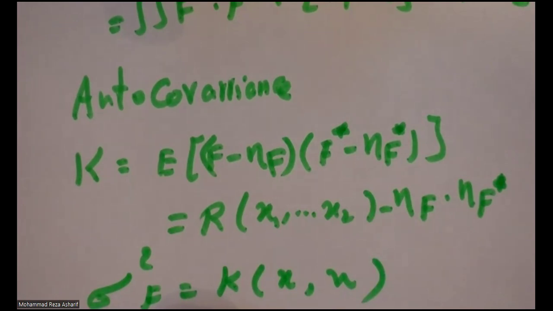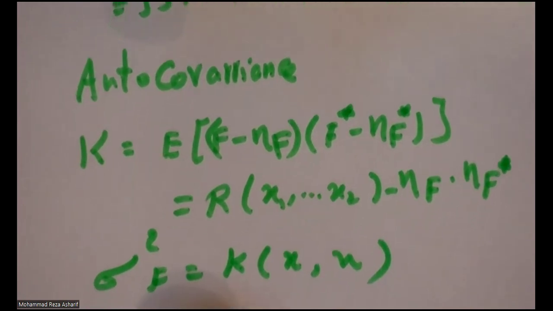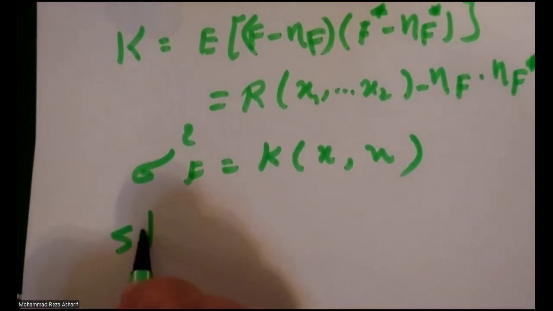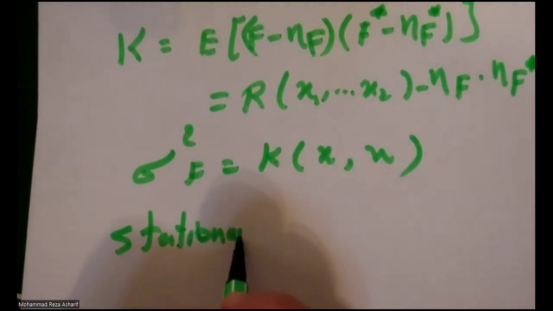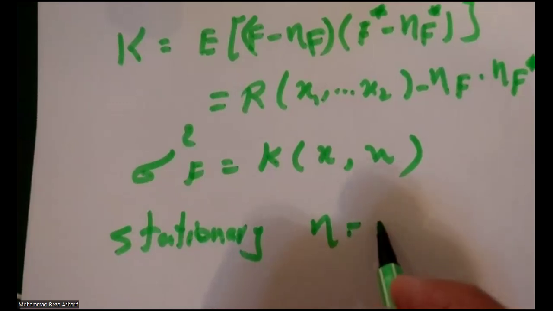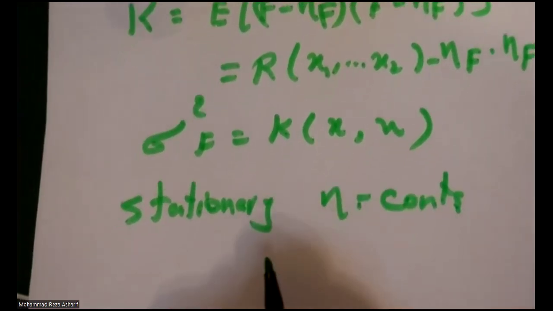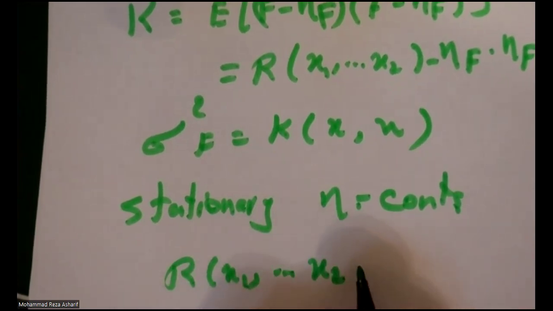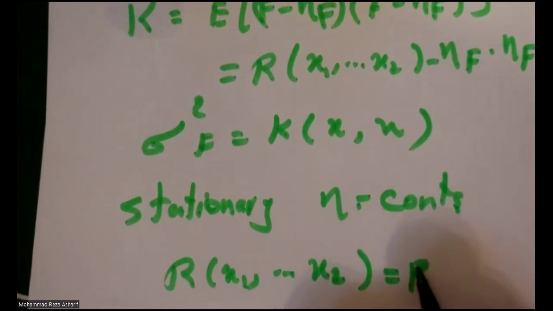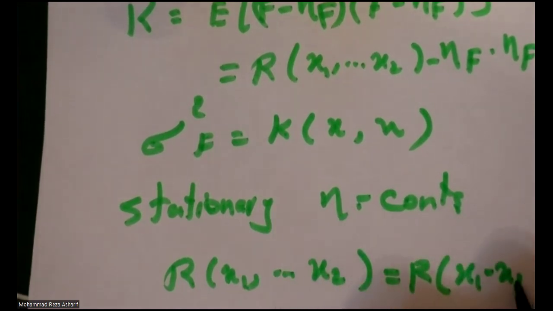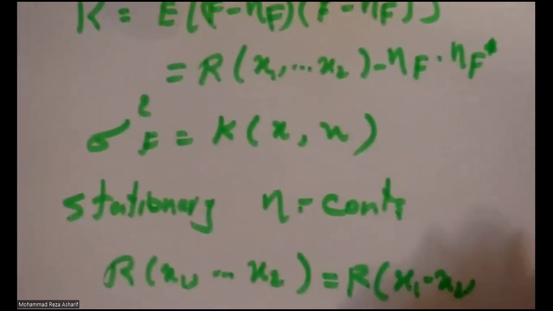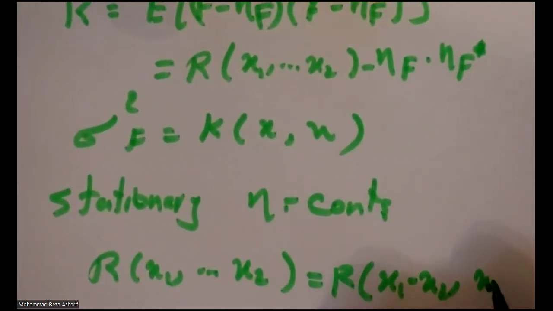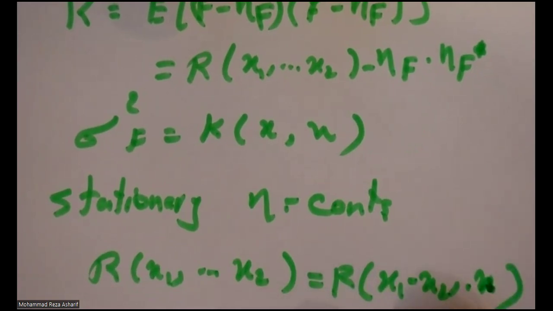A stationary process: if the process is stationary, then eta is constant. This is very important. And R of x1, x2 is only related to the difference of two pixels on the image. So it is R of tau x, tau y, tau t.